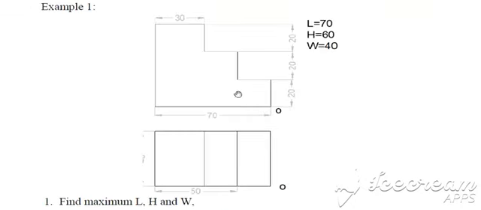Let's take a simple example. Here you can see these are the two different diagrams. This is the top view and here is the front view, as we are going to see it in the first angle method. The first thing we should do is find the maximum length, height and width.